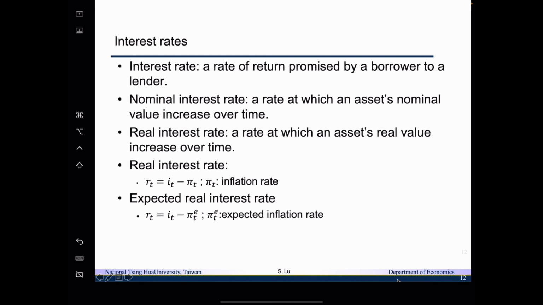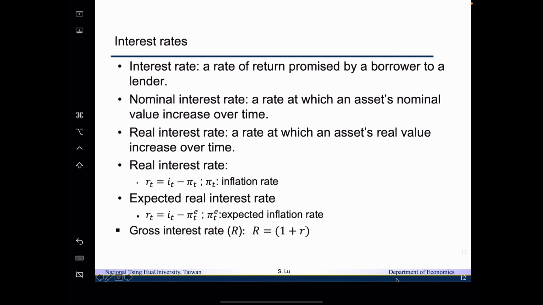However, for the expected real interest rate, we can know it beforehand because we first form the expectation about what the inflation rate should be, and then we plug it in, and we get an expected real interest rate. This type of real interest rate is the ex ante real interest rate, because it is based on our expectation, and we come up with the real interest rate expected before it truly happens.